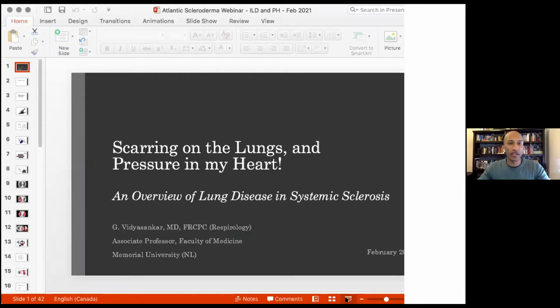Our goals today are to review the basic anatomy and function of the lungs and the pulmonary circulation, meaning the lung circulation, the impact of interstitial lung disease, or ILD, on breathing, review the management of scleroderma-associated ILD, and then discuss some of the fundamentals of pulmonary hypertension, which can also be seen in systemic sclerosis or scleroderma.